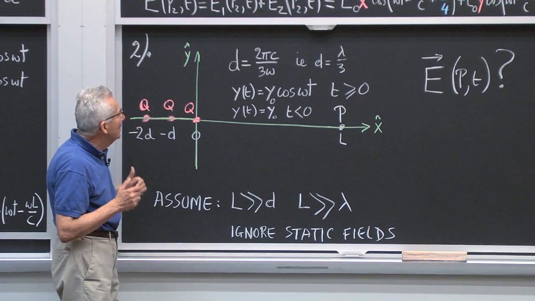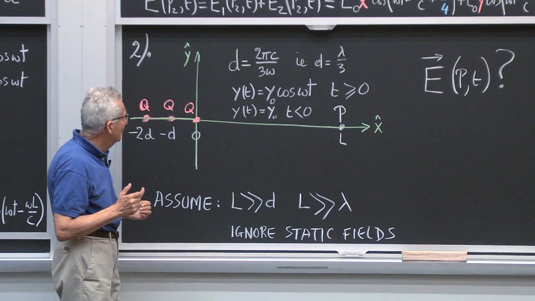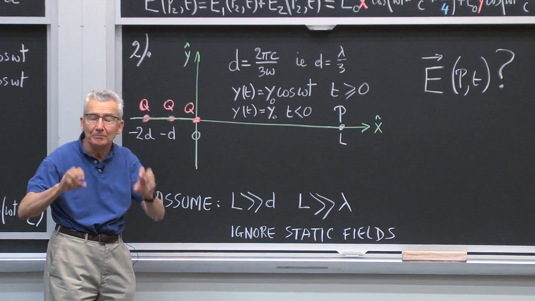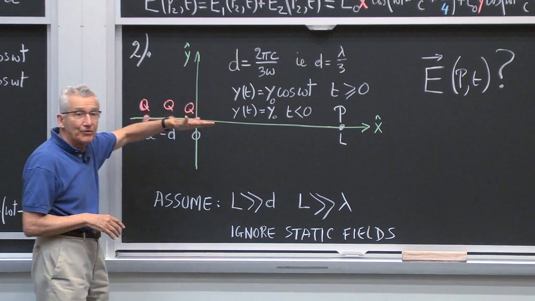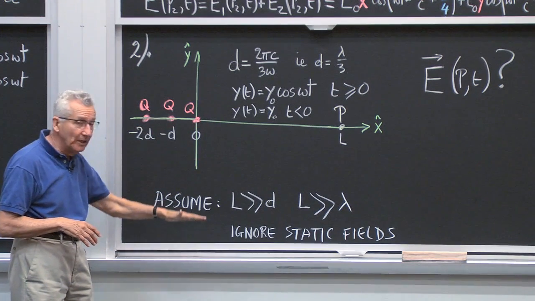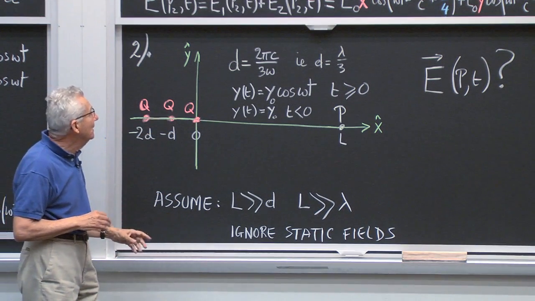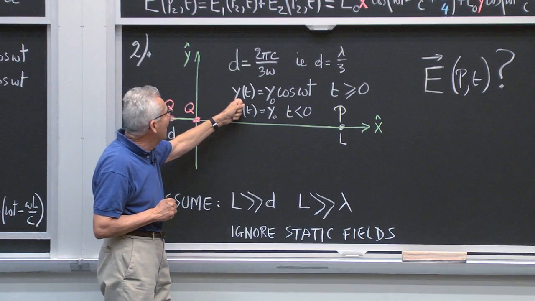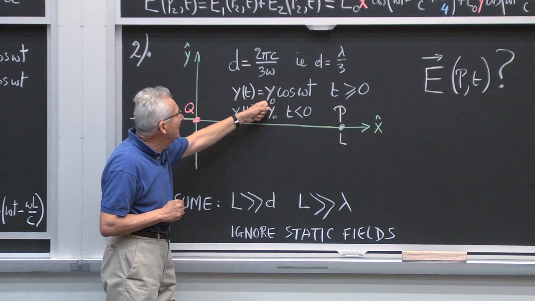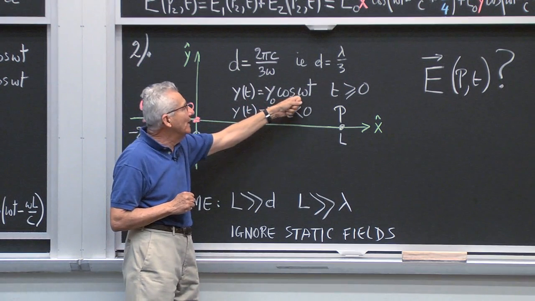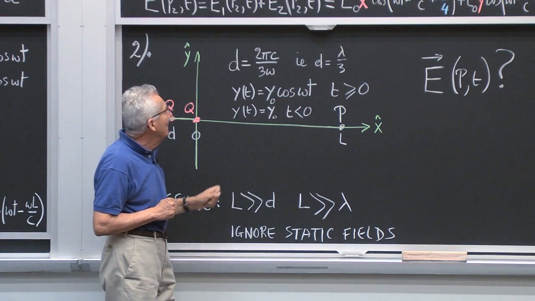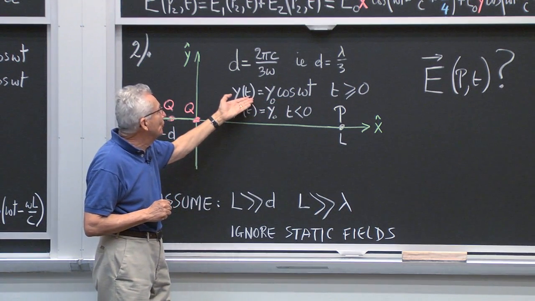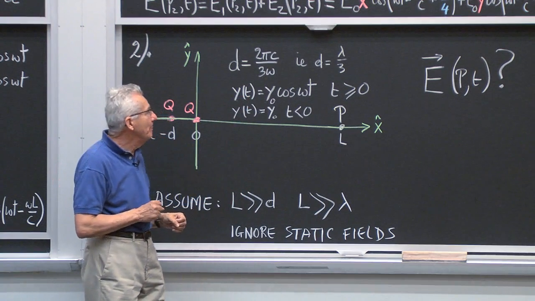Then, at t equals 0, don't ask me how, magically, I get these 3 charges to start oscillating, such that at time t, the displacement is y0 cosine omega t. And this continues like that forever.